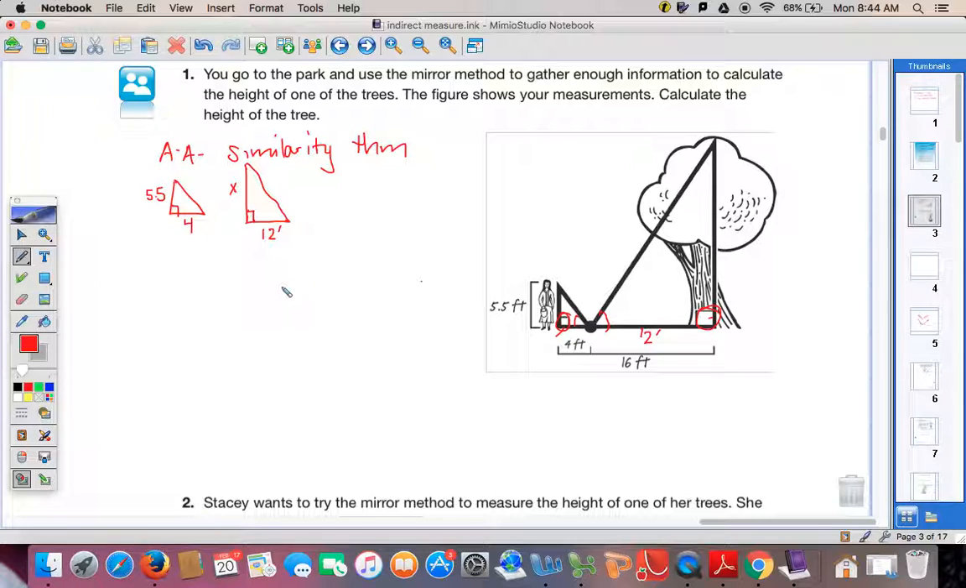So if we set up our proportion so that we have the corresponding pieces in the same locations, we would say that we've got 5.5 feet over 4 feet is equal to x feet over 12 feet. Okay, and now if we cross multiply, we've got 12 times 5.5 is equal to 4x, and we would divide both sides by 4 and get our answer. I do not have a calculator right here next to me, so I'm not going to do that. But our answer would be in feet, and that would tell us what this distance over here is.